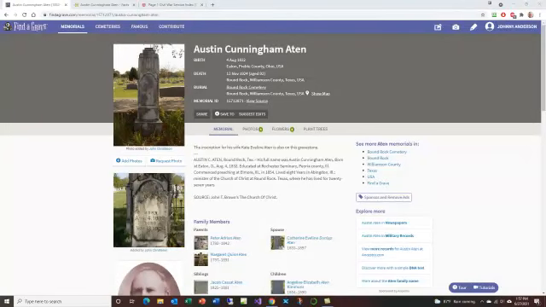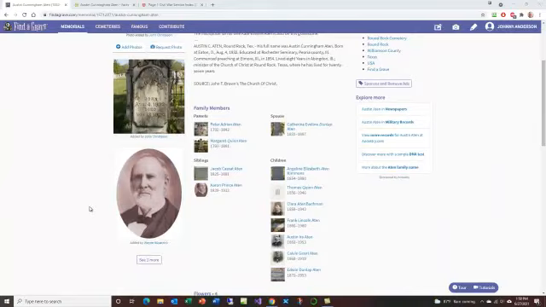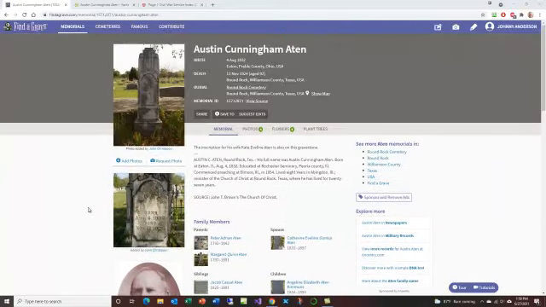For our next example, let's take a look at Austin Cunningham Ayton, who was born in 1832 in Ohio, died in 1924 in Round Rock, Texas. And in this case, we got a nice portrait of Austin, but don't have a military headstone. The bio on his Findagrave memorial says he was educated in Peoria County, Illinois, and became a minister in Elmore, Illinois in 1854. So it's a good indication that he was in Illinois, but let's go check.